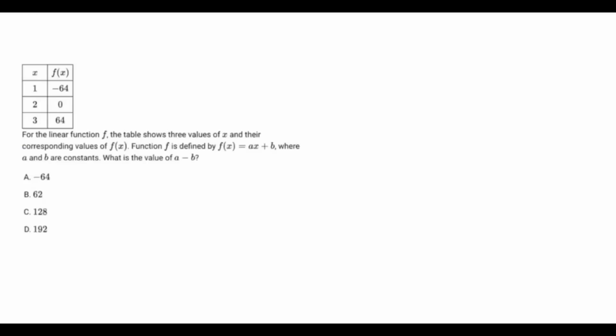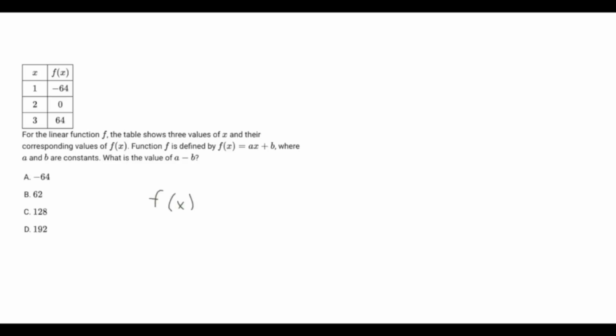It says for the linear function f, the table shows 3 values of x and their corresponding values of f(x). Function f is defined by f(x) = ax + b, where a and b are constants. What is the value of a minus b? All right, so they give us 3 values of x. And so what we can do is actually make the function, right? Let's plot it out. So we have f(x).